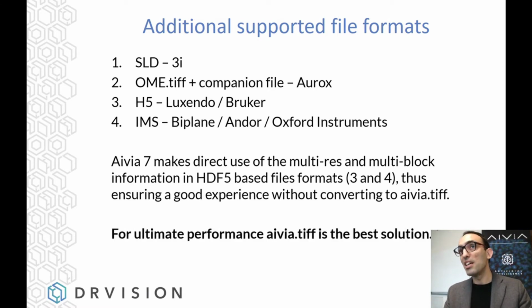However, it's still even faster to just convert to the aivia.tiff. That will still be the best performance. The ultimate performance in Avia will be with aivia.tiff. But you can get pretty good performance just because we've now added support for the HDF5 file format. And I should say the aivia.tiff opens in other tools because it includes a full res flat file of the original data. So we have the multi-res, multi-block plus a flat version that any software will pick up. We made sure that it's easy to find when you try to open the file. All the other software will be able to open it as a regular TIFF.